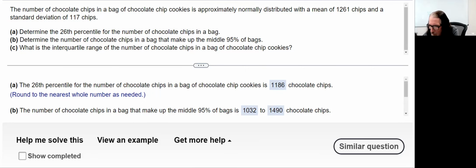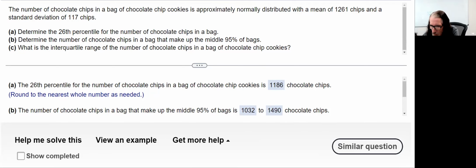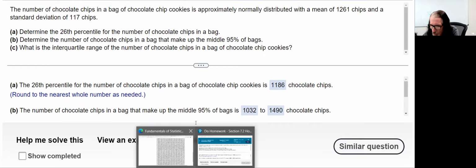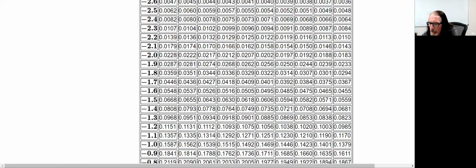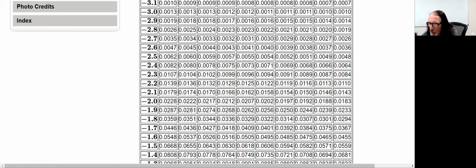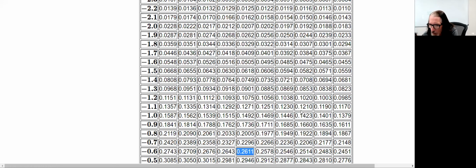And let's see, going to the table. Looking inside for something close to 0.2600. This is 11 10,000ths apart. This is 22 10,000ths apart. So we're going with 0.8. Is that negative or positive? Negative 0.84. Okay. So 0.84 for z-score.